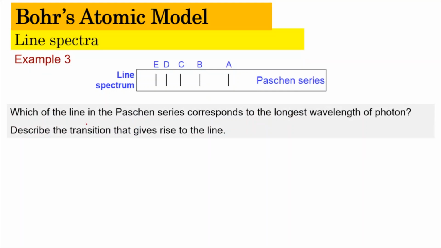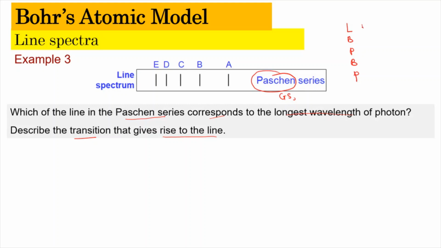Which line in the Paschen series corresponds to the longest wavelength of photon? Describe the transition that gives rise to the line. Okay, so you are given a Paschen series, and you need to remember where the ground state of the Paschen series is. So remember the mnemonic: Lyman, Balmer, Paschen, Brackett, Pfund.